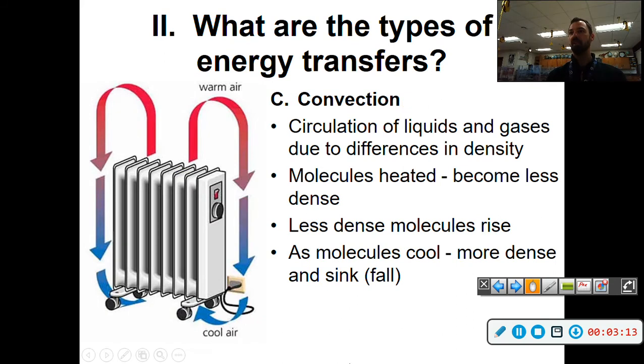All right, convection is a circulation of liquids and gases due to differences in density. So the molecules are heated, they become less dense, and when they become less dense, they rise. And as they cool, they become more dense and sink and fall back down onto the floor. Okay, and that's exactly how a heater works in a room. The warm air rises, goes to the cooler part of the room, sinks, and then goes back to the heater again, and keeps doing that over and over again till the temperature rises in the room.